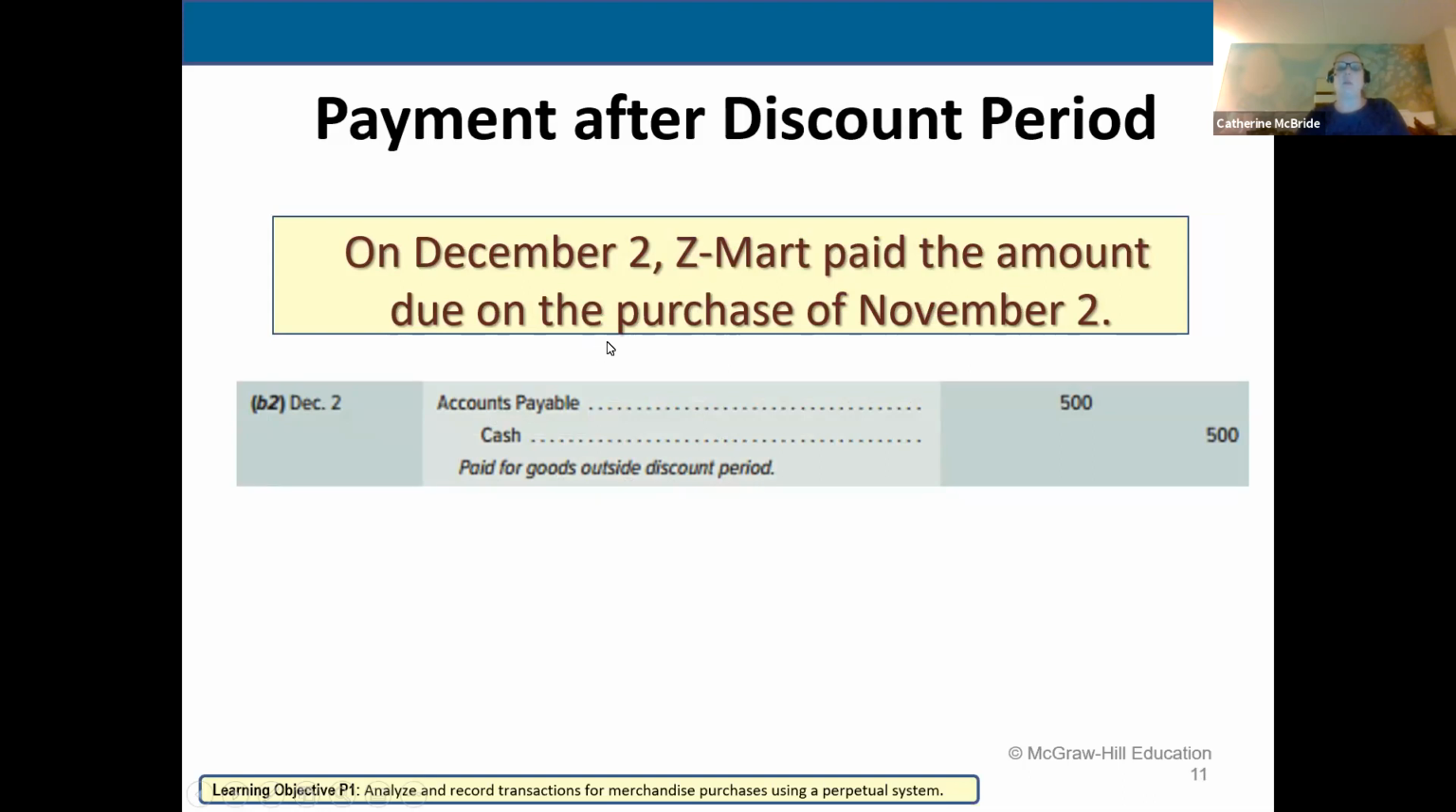Let's say that we didn't pay it within the discount period. Let's say that we waited until after the discount period and then we paid it. Well, this is not a new entry. This is something you've already done before. So we debited accounts payable for the $500 to make it go away, make it 0, and we credited cash. This is not new.